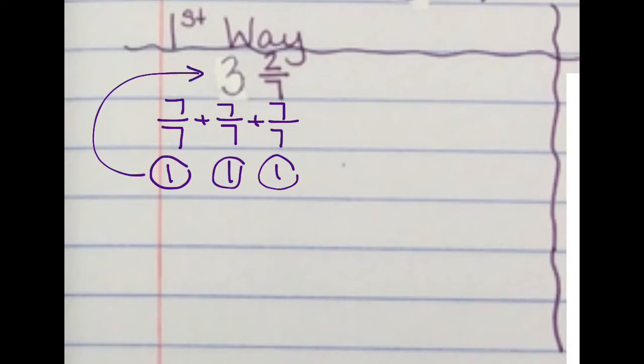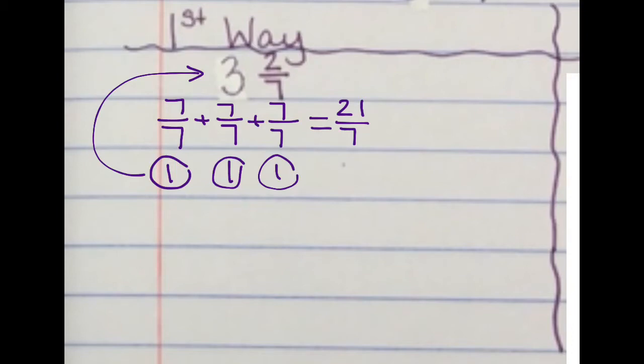Then after you have your wholes, you can go ahead and add that up: 7 plus 7. Remember, we just add our numerators. 7 plus 7 is 14, plus 1 more 7 is 21. And of course our denominator, we made sure it's common, so it stays the same. So we have 21/7 for the whole number, just for that 3.